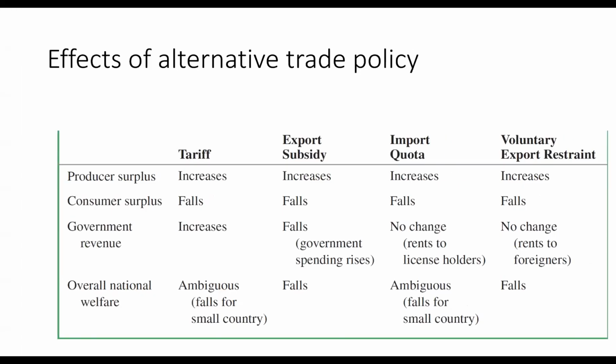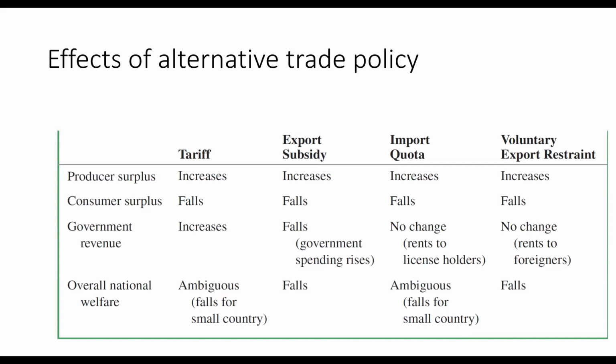The effects of alternative trade policies. Let's start with producer surplus. When there is a tariff, it increases. The export subsidy will increase it, the import quota will increase it, and the voluntary export restraint increases producer surplus, all of them. Consumer surplus will fall throughout. Government revenue will increase under tariffs, but fall under export subsidies. Under an import quota, it will not change. Under voluntary export restraints, it will not change again.